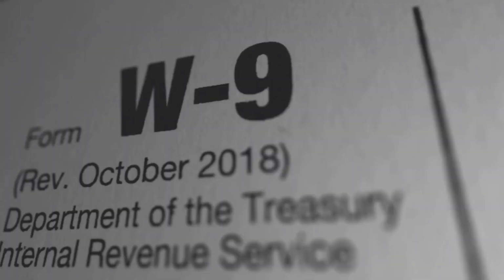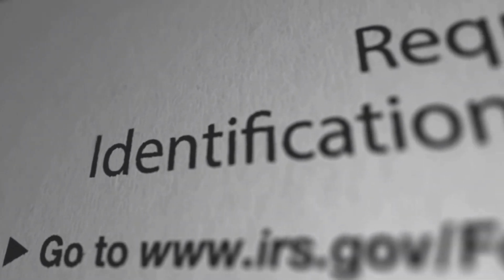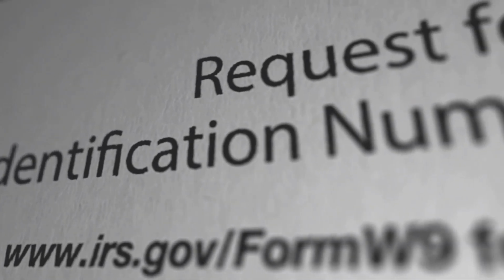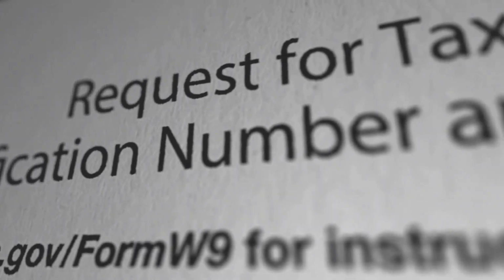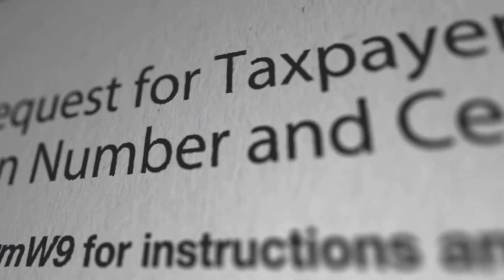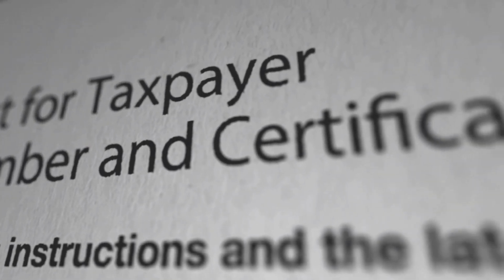First things first, you'll need a Social Security number or an individual taxpayer identification number. This is crucial because it's how the IRS tracks your tax payments. If you don't have one, you'll need to apply for it as soon as possible. The process is straightforward, but it can take some time, so don't delay.